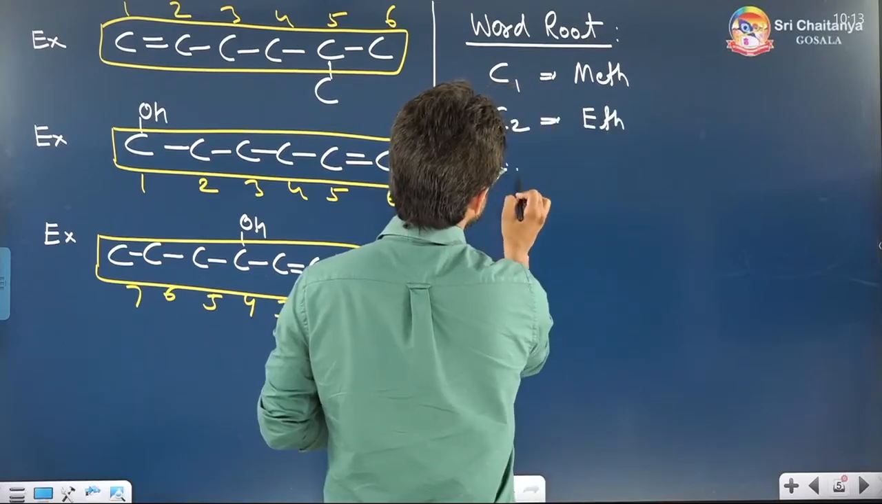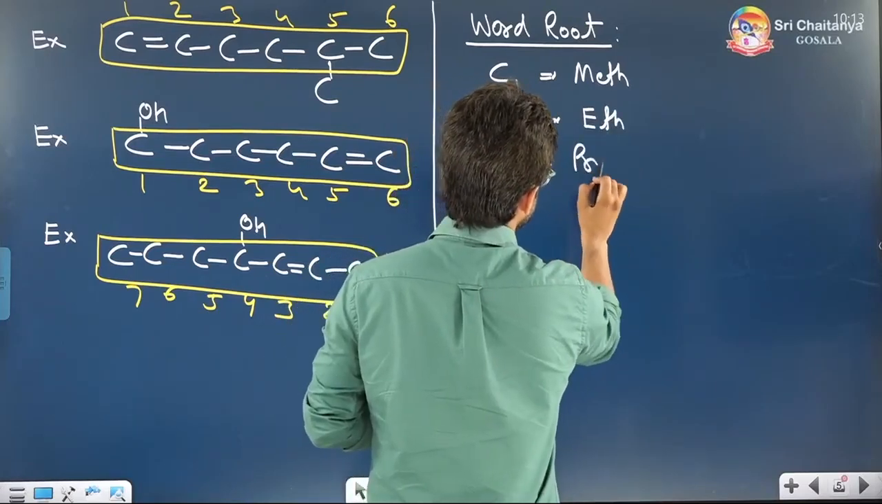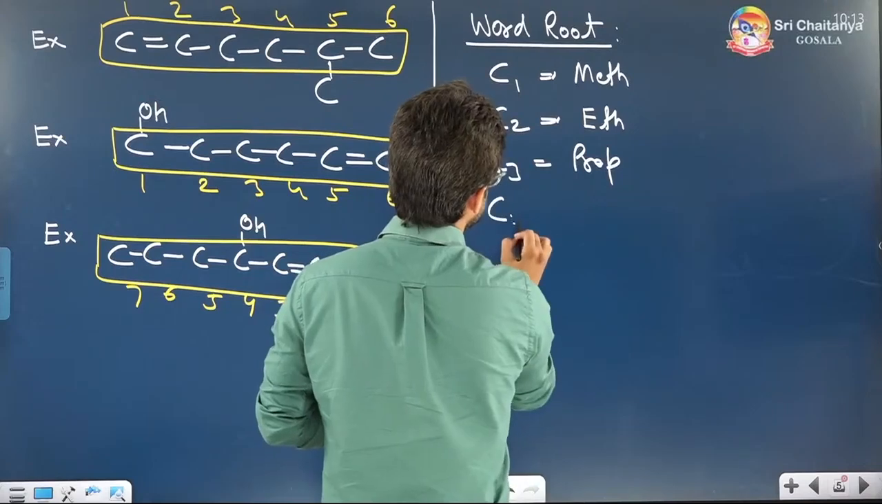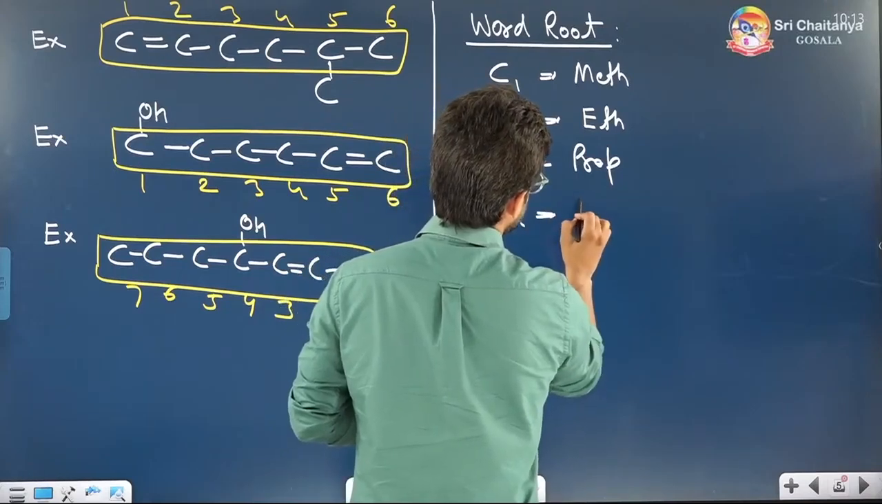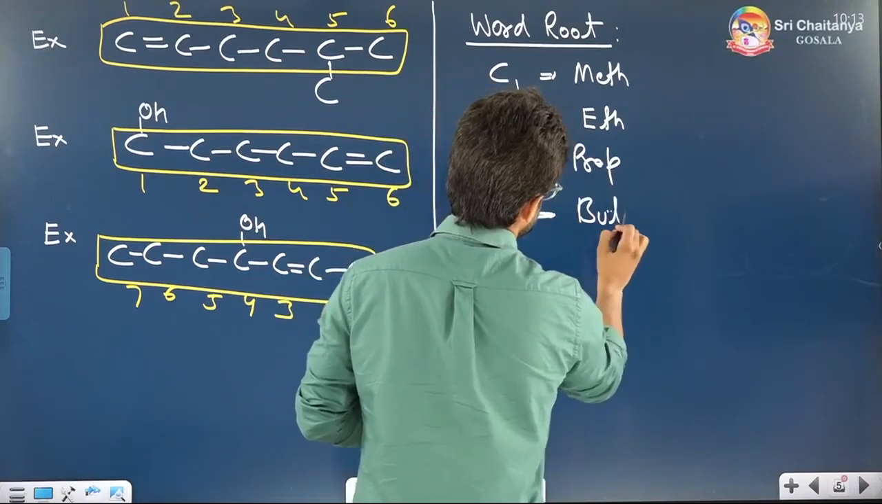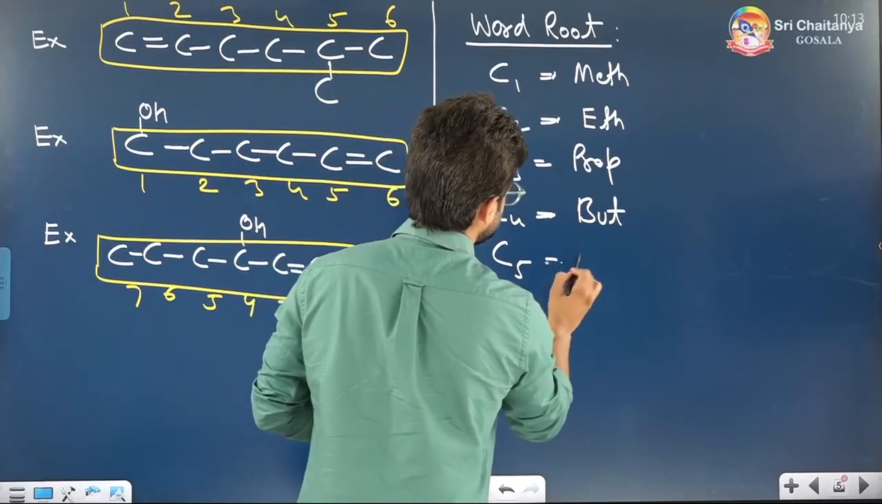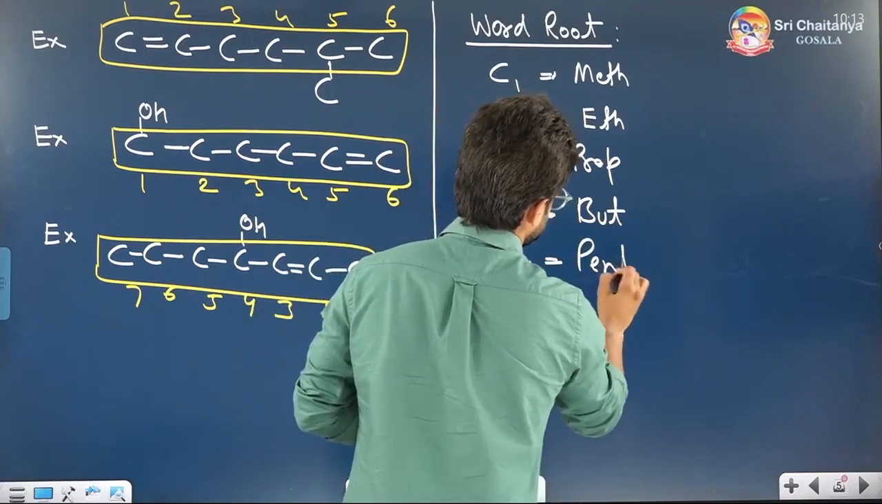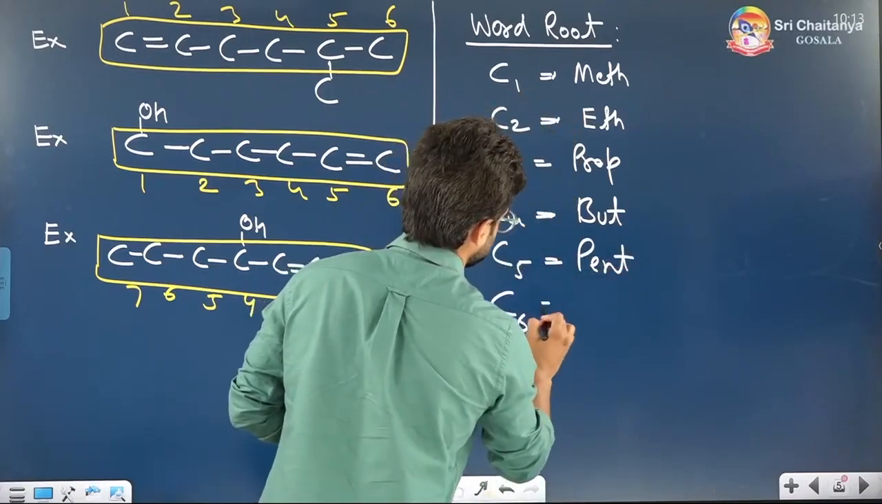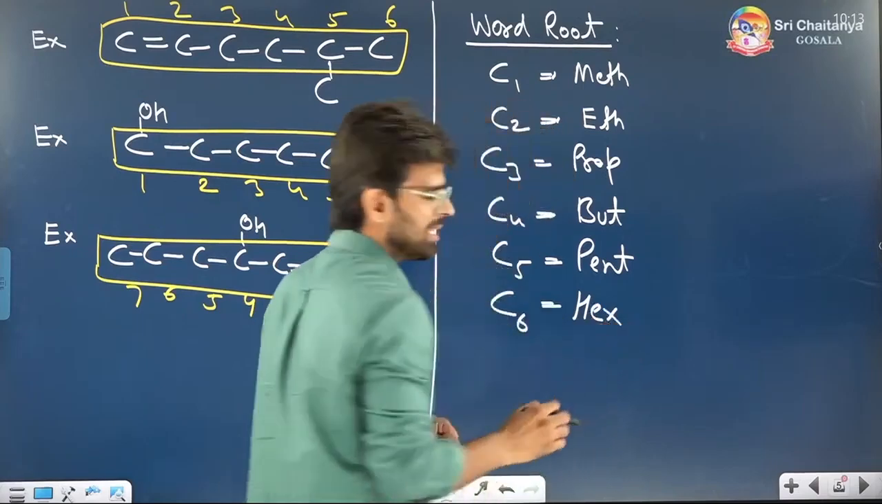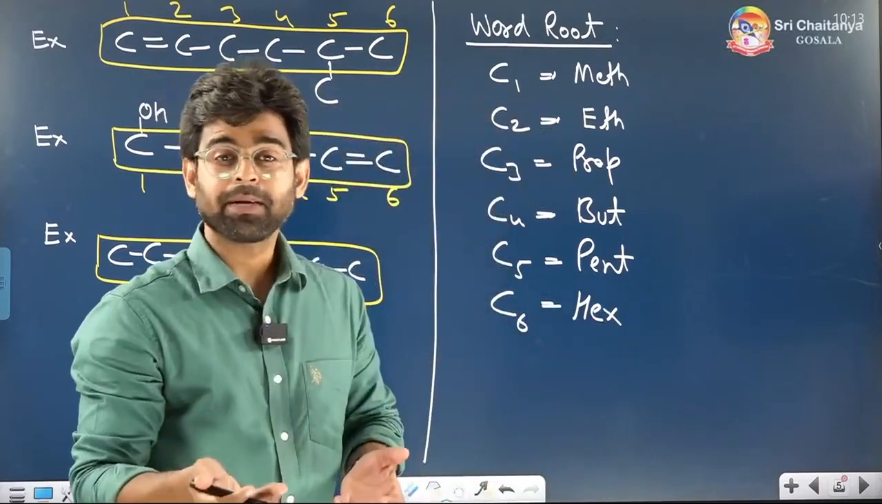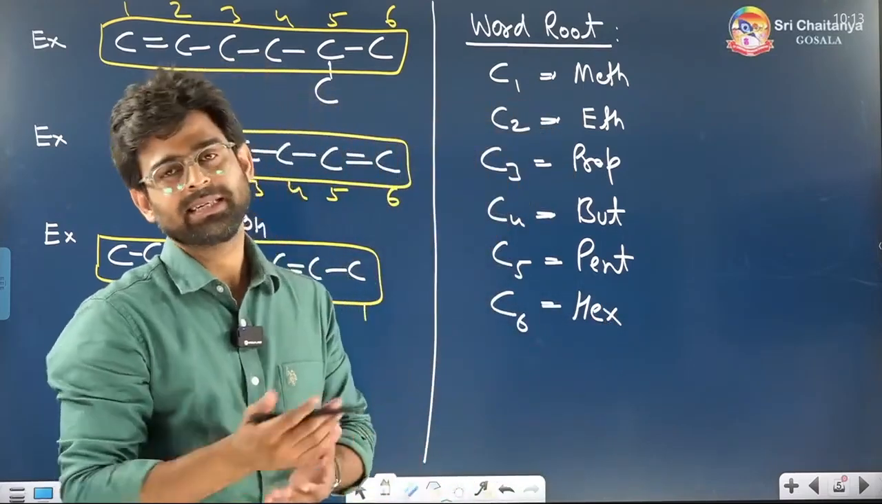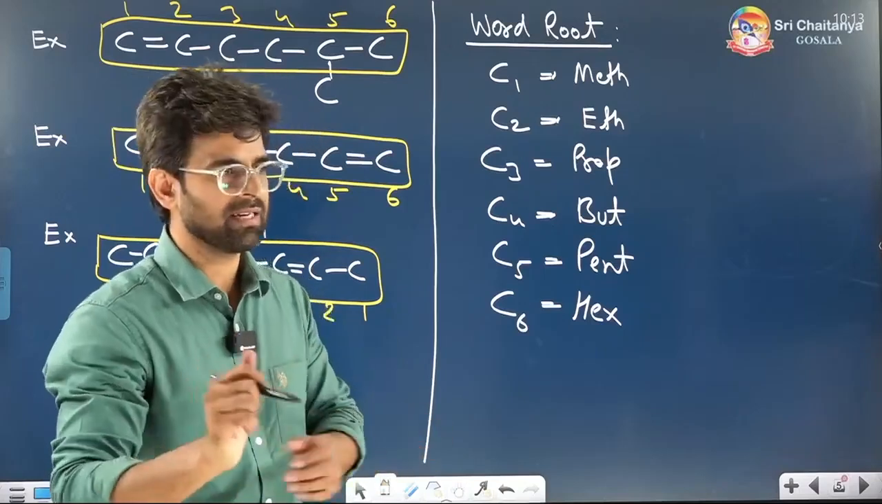If you have three carbons, what do you call it? Prop. If you have four carbons, we have how much? But. If you have five, what do you call it? Pent. Similarly, with six, how much? Hex. Okay? Hex, hept, oct, non, dec. You know that very well.